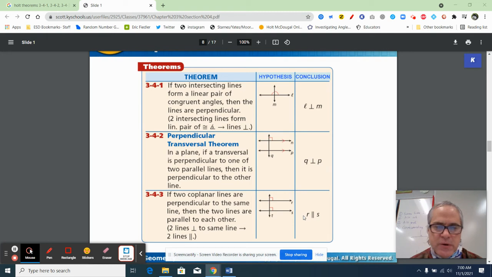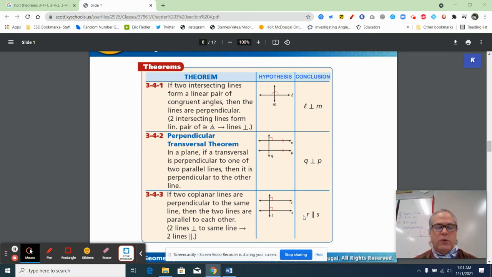So take a look at the picture underneath the hypothesis. We know that those are a linear pair. If the angles in the linear pair are congruent, and linear pair means they are supplementary, then they have to add up to 180. If they're the same and they're supplementary, they both have to be 90. Our definition of perpendicular lines is lines that form right angles, which are angles that measure 90. So therefore, we make the conclusion that L is perpendicular to M.